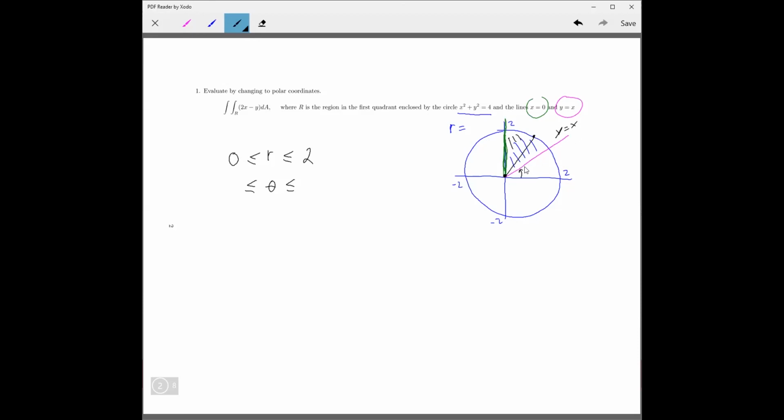Dang, I think everyone's not paying attention. Okay, that's okay. That's pi over 4. And this angle here is pi over 2, all the way up there. Okay, so that's what we call a polar rectangle.